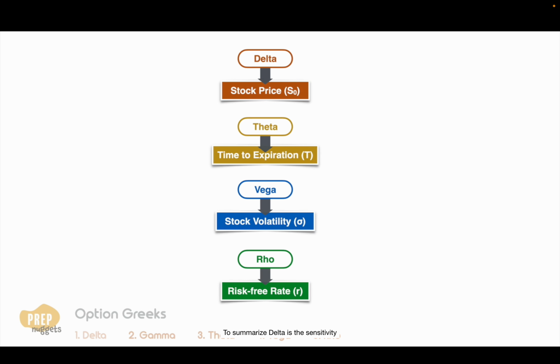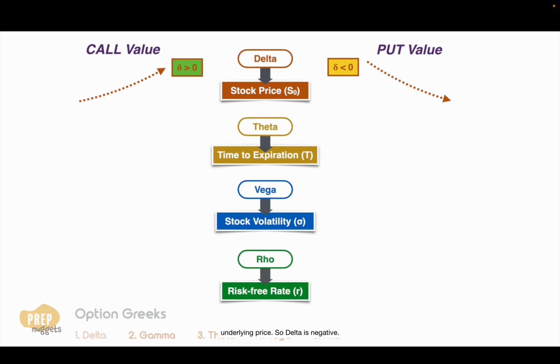To summarize, delta is the sensitivity factor of the option value to the underlying asset's price movement. Value of a call increases with the underlying price, so delta is positive. Value of a put decreases with the underlying price, so delta is negative. Theta is the sensitivity towards time to expiration. Both call and put value decrease as time progresses towards expiration, so theta is negative for both.